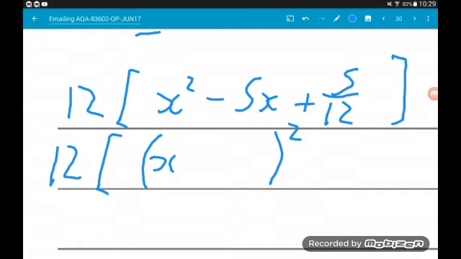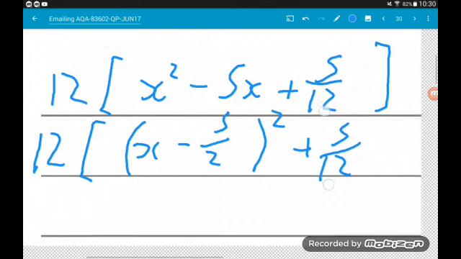We're going to keep this 5 twelfths on the outside for now. It's not going to stay there. Now we need to halve minus 5. Half of minus 5, just have it as a fraction, is minus 5 over 2.